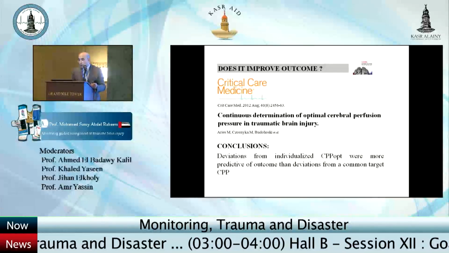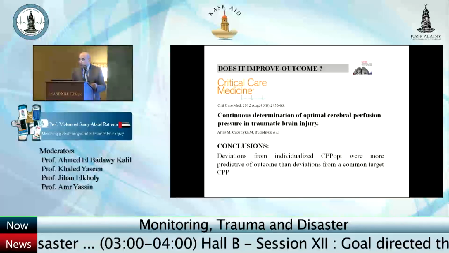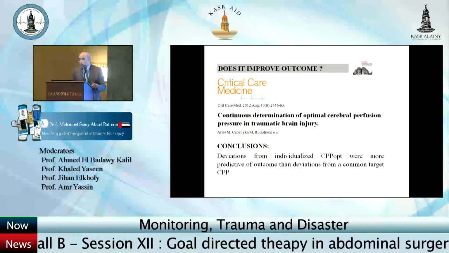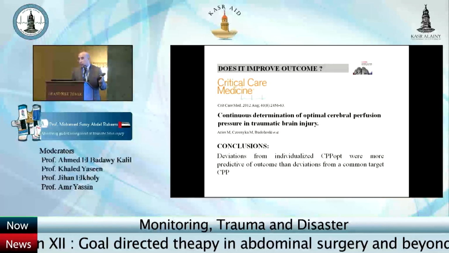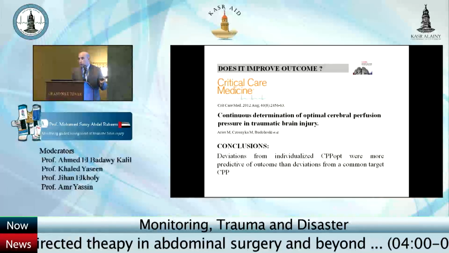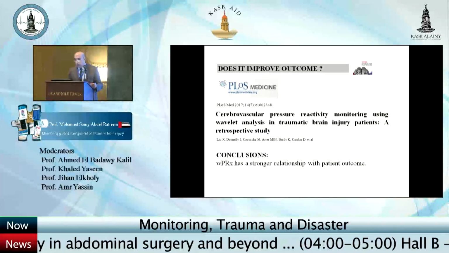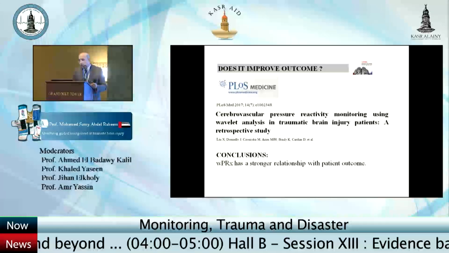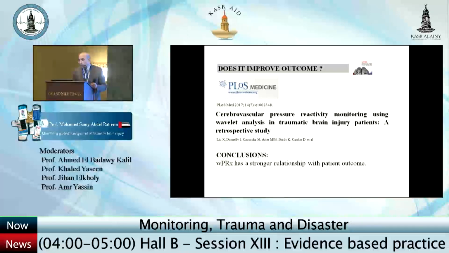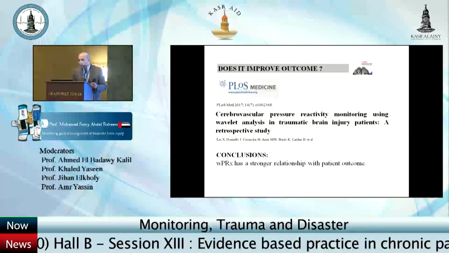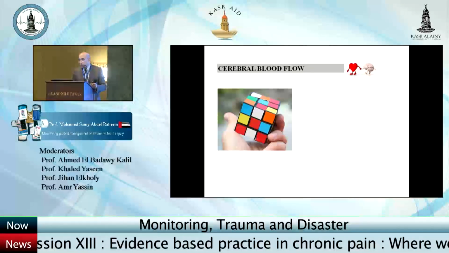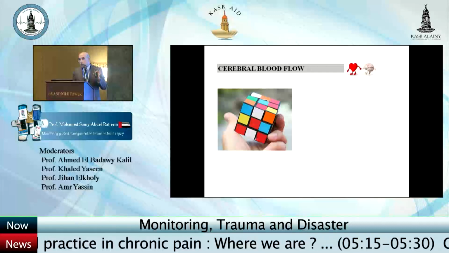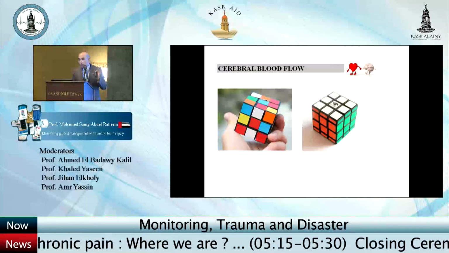So they measured the optimal CPP, and they said that deviation from the individualized optimum CPP was more predictive of outcome than deviation from a common target CPP, which is put forth by the Brain Trauma Foundation as 60 to 70. And in another study, the same group found another conclusion, that this wavelet cerebrovascular activity has a stronger relationship with patient outcome. So we shouldn't be puzzled by what I said in the last few slides. Let's make it a bit more clear.